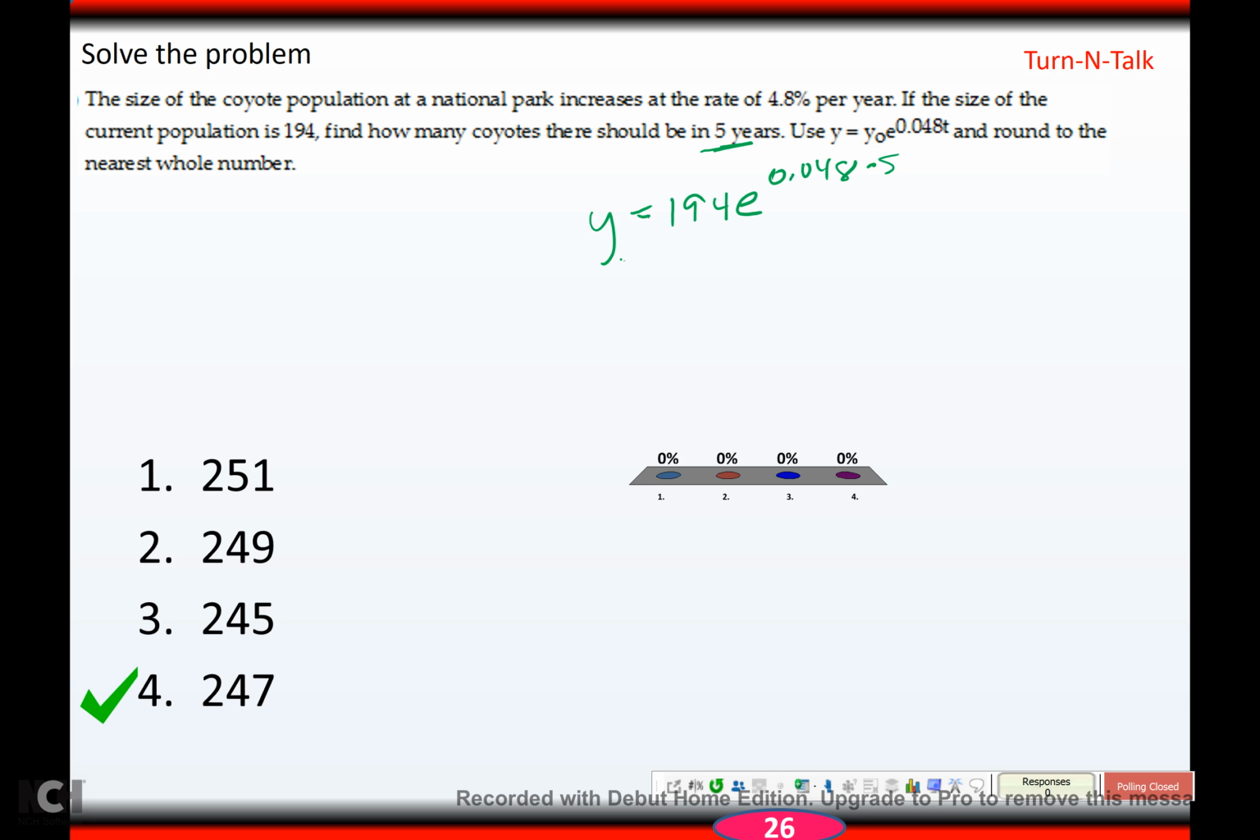Well, the variable's already alone, so we just have to type this in. So I type 194, second divide to get e, caret, parentheses, 0.048 times 5, close the parentheses, and you get 246.622..., round to the nearest whole number gives me 247.